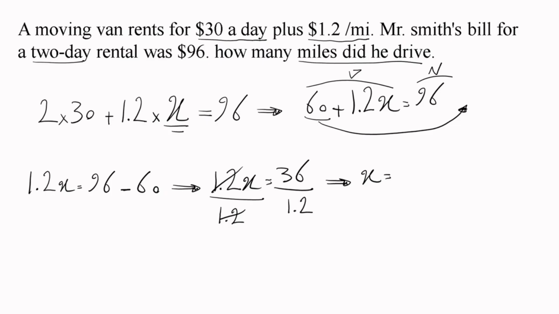I expect you to know how to solve it. If you do not know, you can write it in the form of a power of 10. You can add a 0 to 36 and drop the decimal. Whatever you do, it does not matter. Just find the answer correctly. It's going to be 30 miles. So this person has passed 30 miles. And this is the correct answer of this example.